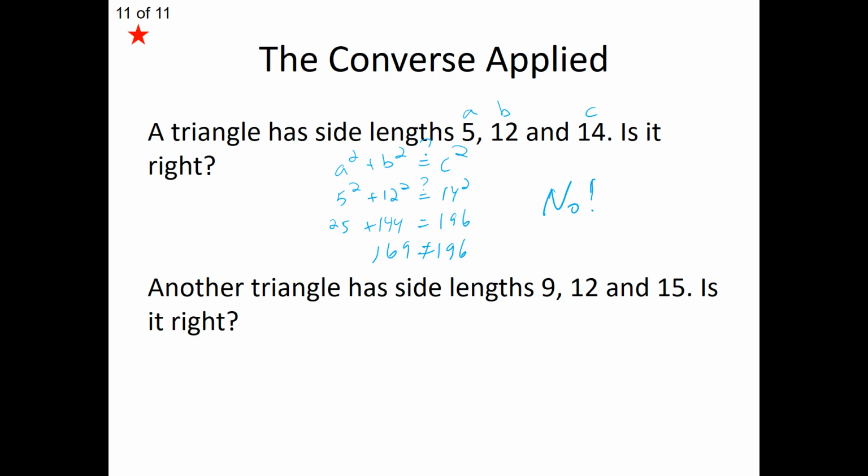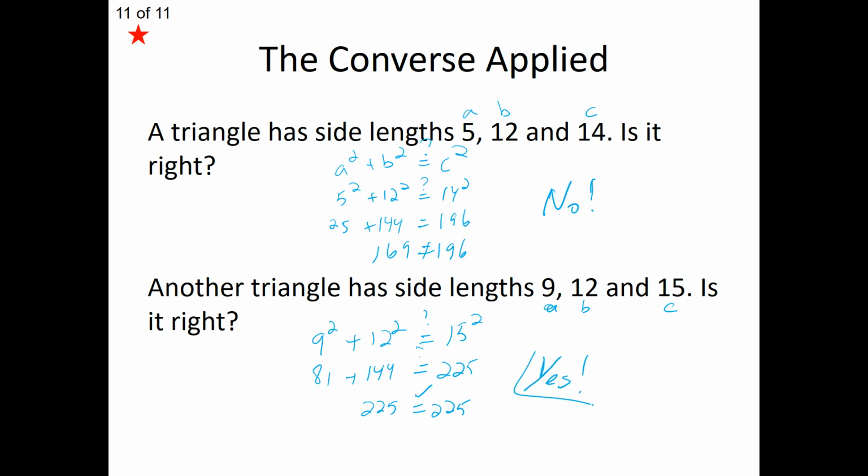Another triangle has side lengths of 9, 12, and 15. Is it right? Well, again, we need to let the C value be the greatest value, and then we can plug in our A, B, and C values respectively. So I have 9 squared plus 12 squared, and the question is, is it equal to 15 squared? Well, let's simplify. 15 squared is 225, 12 squared is 144, 9 squared is 81. Add 81 and 144 together, we get 225. So yes, this is a right triangle.